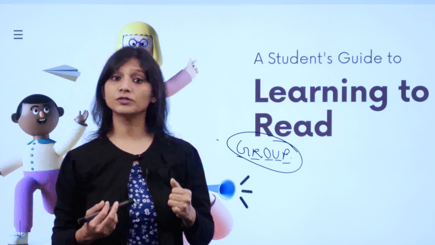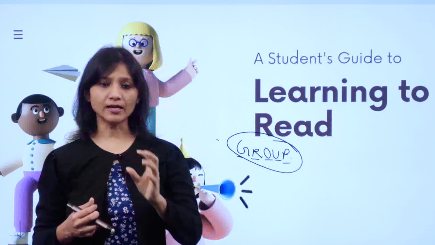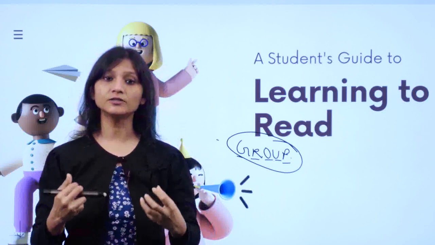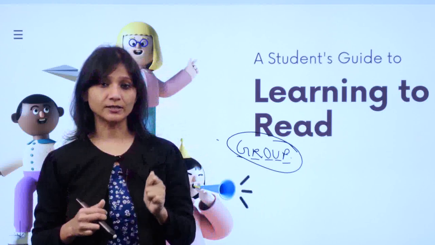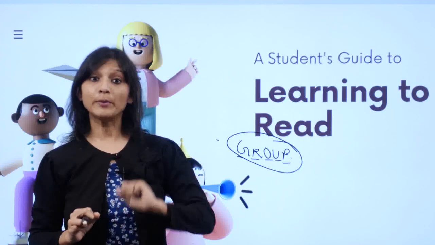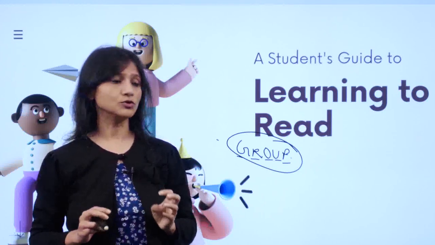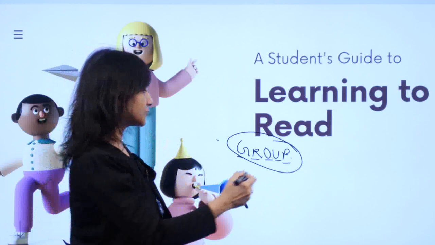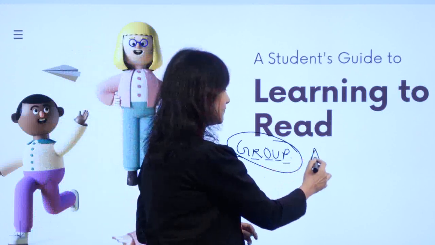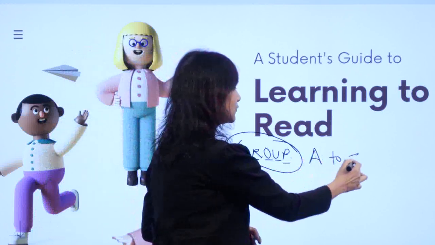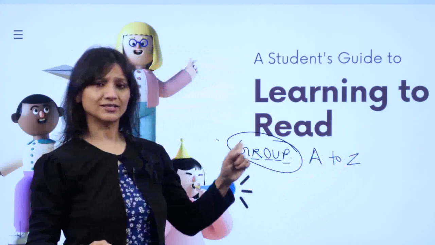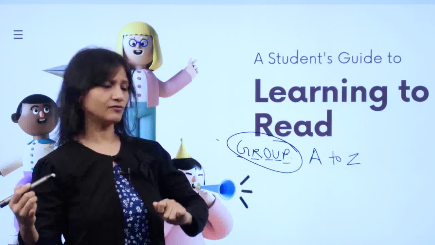Now we will have to start reading and understanding how words get formed. Are you excited to know how words get formed? But before that, you remember in the previous sections we had said that from A to Z, each letter had some sound, letter sound and phonics sound.